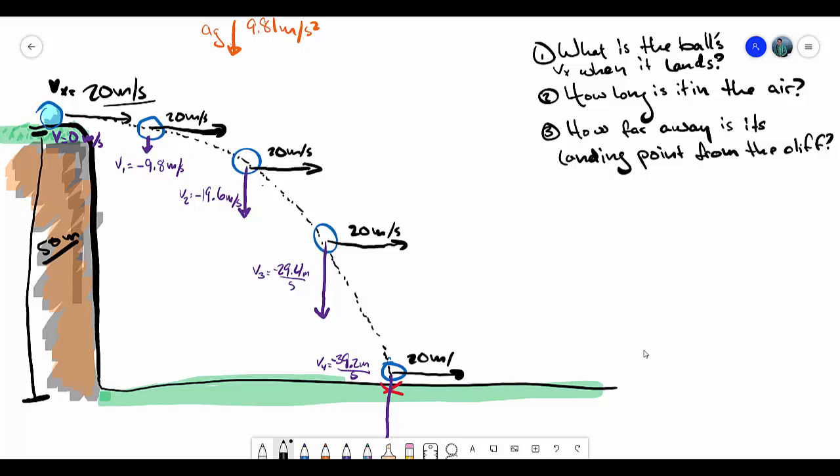So when you get a question like, what is the ball's Vx when it lands? The horizontal velocity when it lands is the same as when it began. It's 20 meters per second. There's number one.